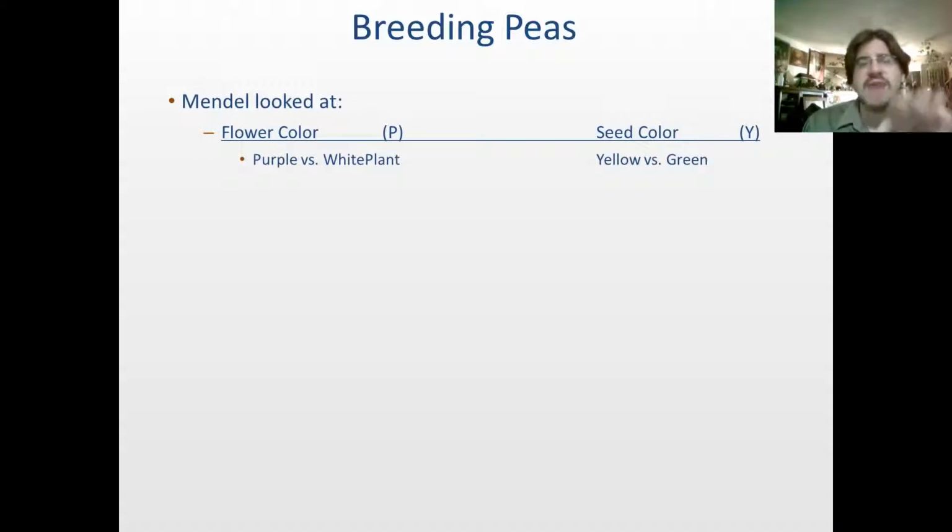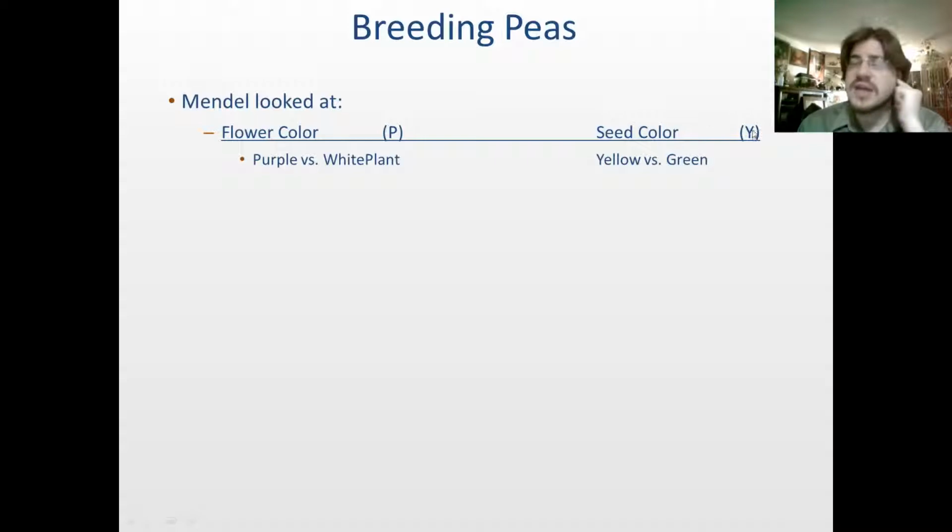So let's look at breeding peas. Mendel looked at flower color, and he used the letter P to abbreviate the alleles for flower color. A capital P represented the dominant purple, whereas a lowercase p would represent the recessive white allele. So the dominant allele was purple, represented by a capital P. The recessive allele was white flowers, represented by a lowercase p.